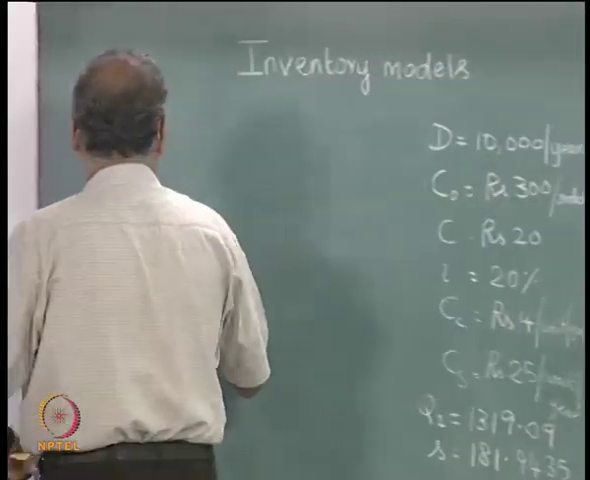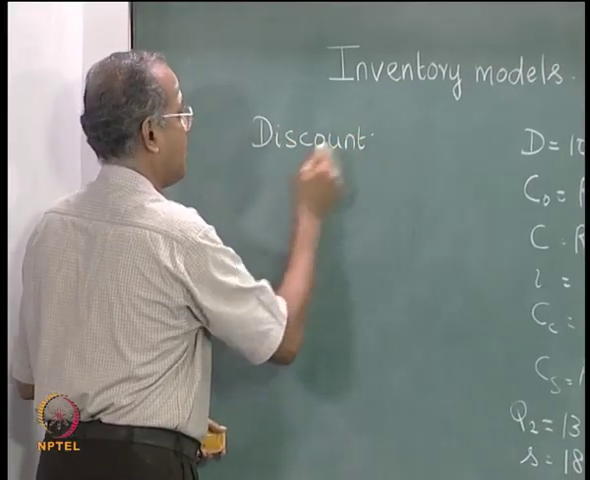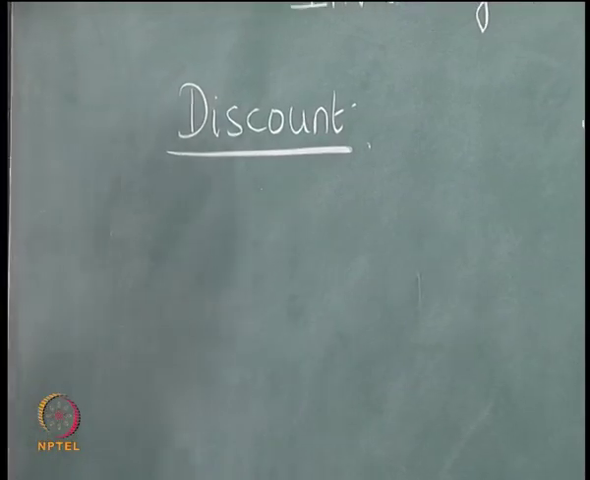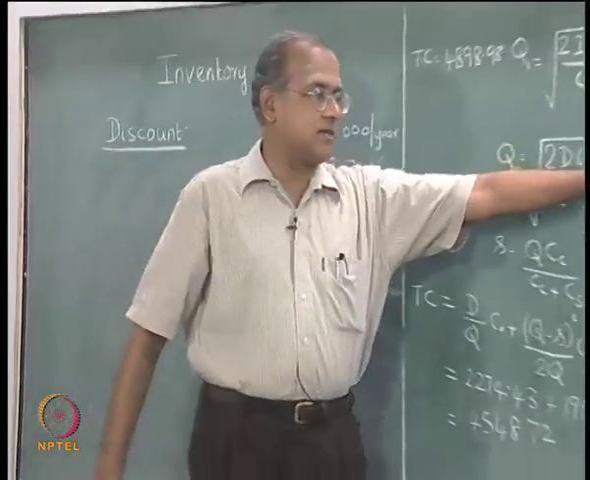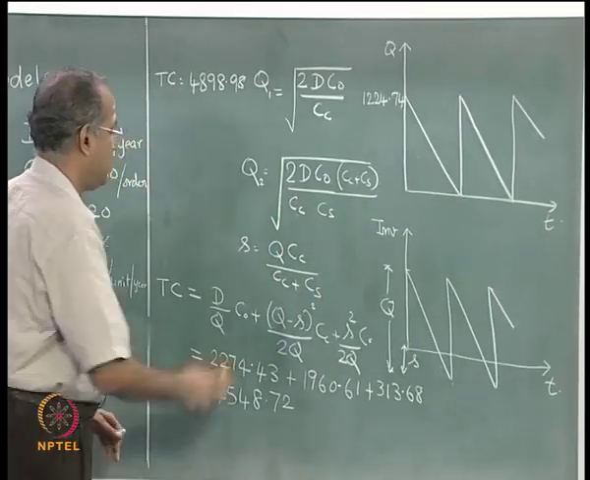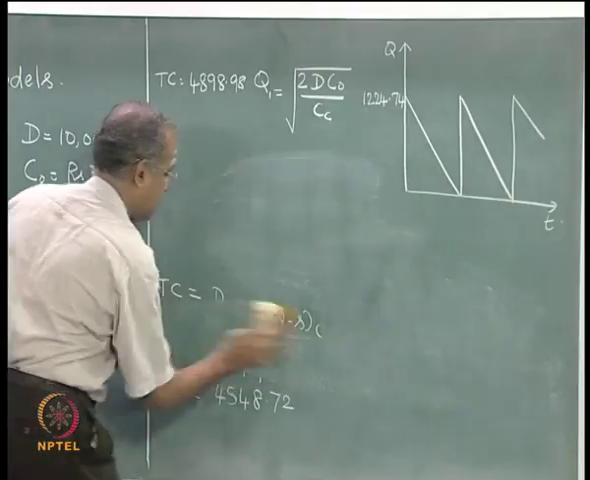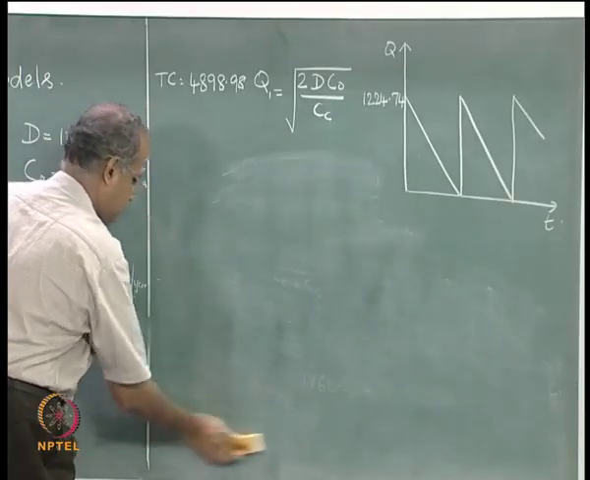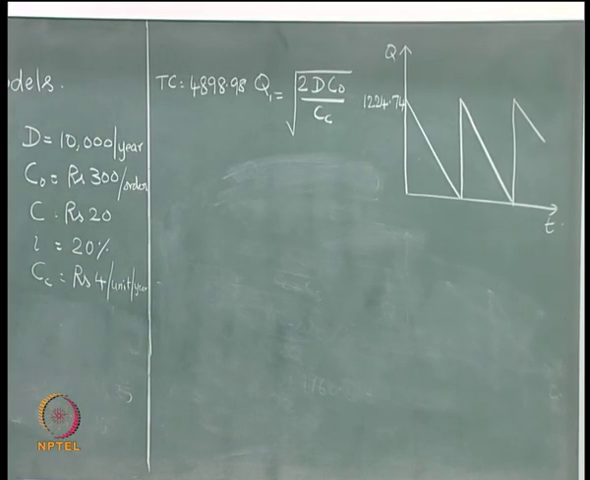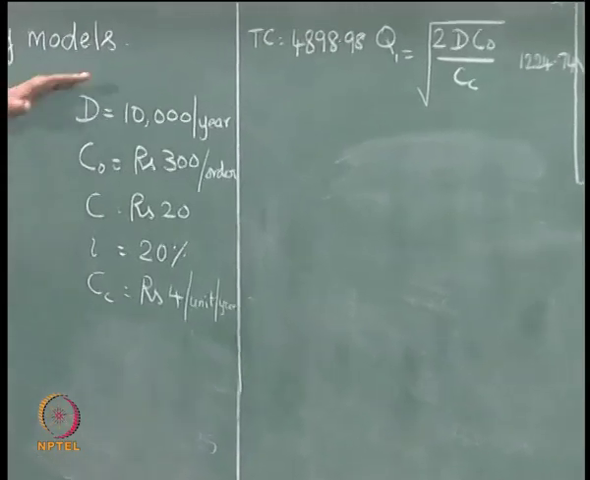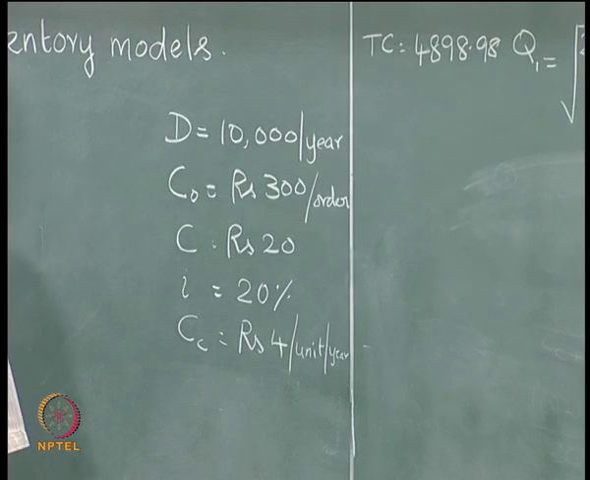which is called discount. Now in order to explain the discount model, we will be looking at this model and we will not be considering this model. Now when we have a single item and we buy this item, let us assume we are working with this data where the annual demand is 10,000, order cost is 300 and so on.